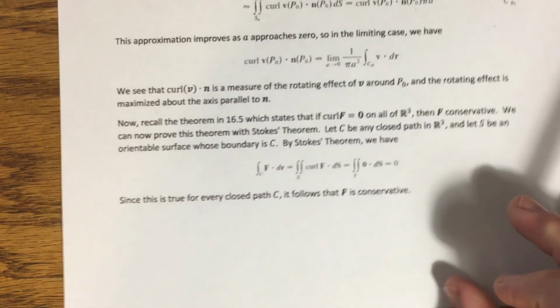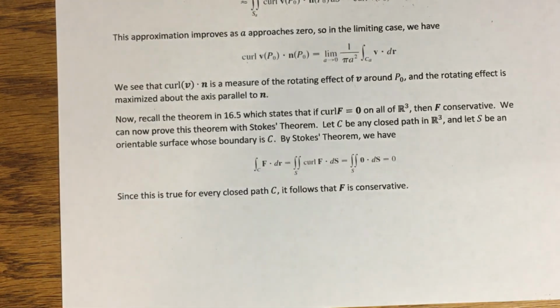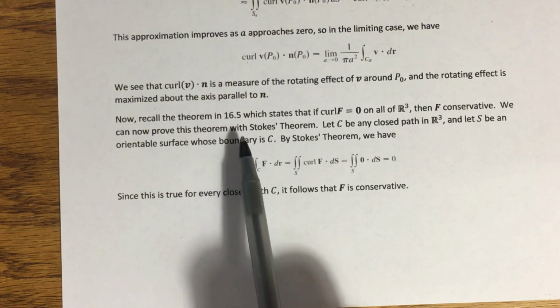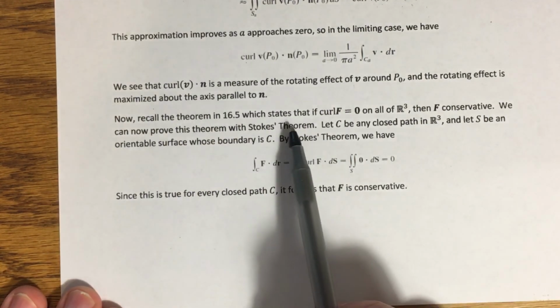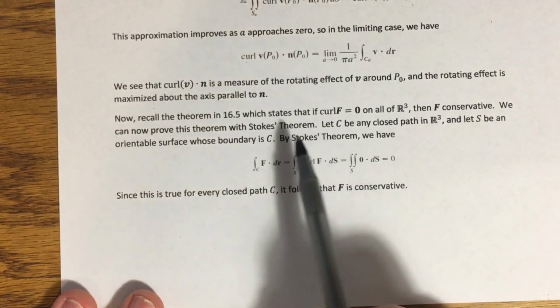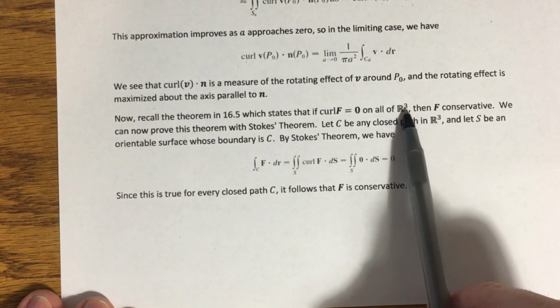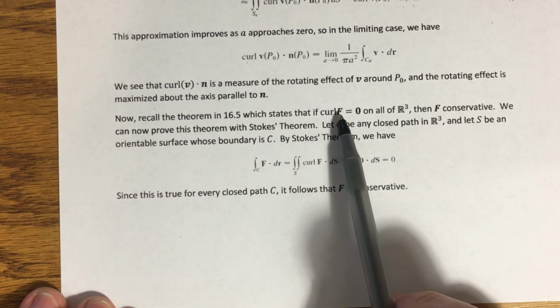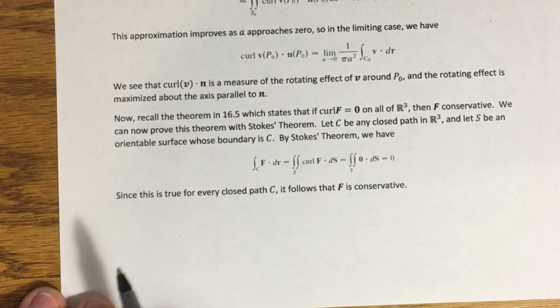Last thing I want to do is wrap up a theorem that we had talked about back in, I want to say it was 16.3, or no, 16.5, I think. Yeah, 16.5, which was the converse, or a partial converse of a theorem we'd already stated. It said if you have a vector field F defined on all of R3, and if the curl of that vector field is equal to 0 on all of R3, then F is a conservative vector field.